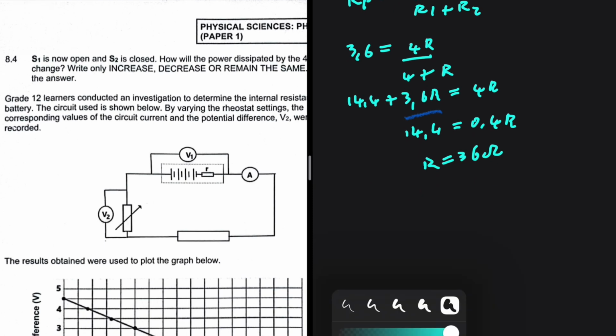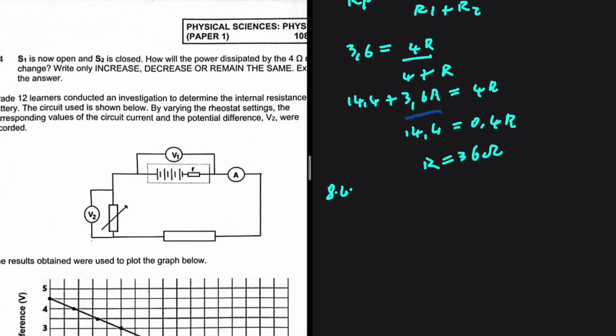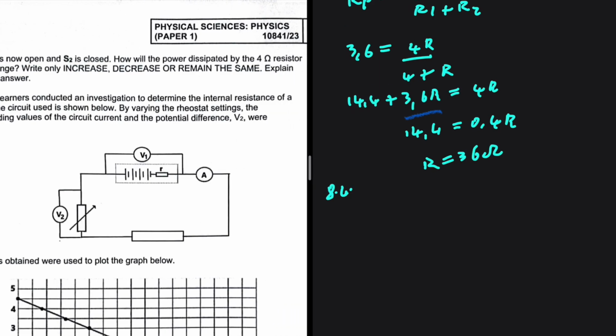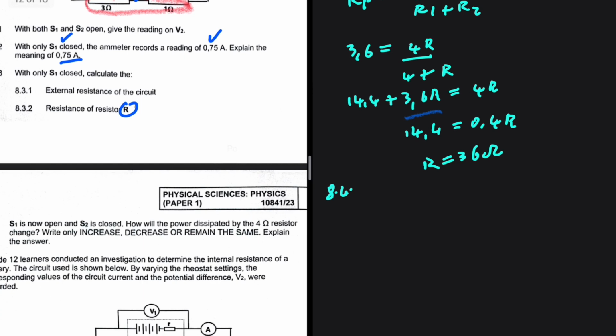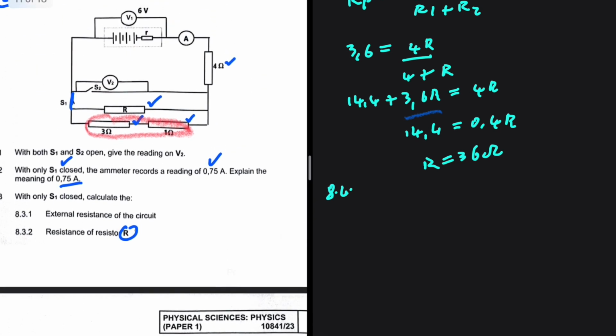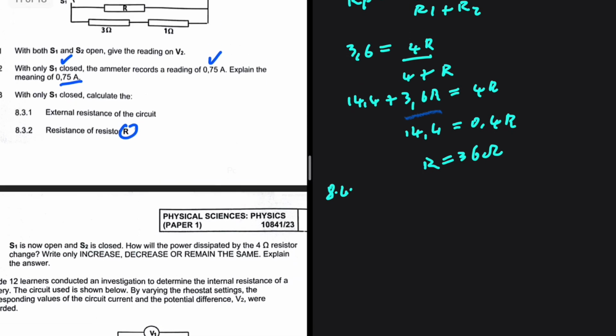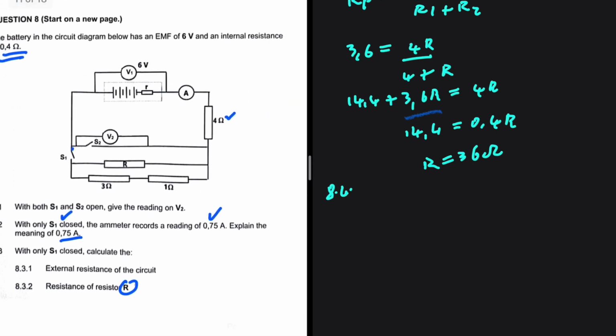8.4. So in 8.4, they're saying that S1 is now open and S2 is closed. How will the power dissipated by the 4 ohm resistor change? Right, only increase, decrease, or remain the same? Explain the answer. So S1 is now open. Let's go ahead and show that S1 is open and S2 is now closed. So we have the current flowing in that direction.